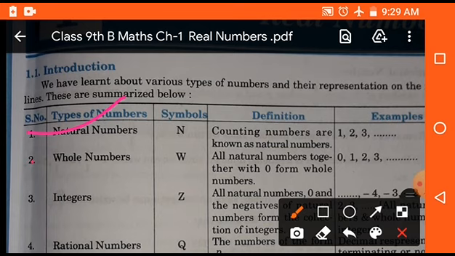And the next number is whole numbers. Whole numbers are represented by W and they start from 0, and all the counting numbers are included in it. The next number is integers. Integers are represented by capital Z. They are positive integers and also negative integers. So, all the numbers with positive and negative signs are considered as integers. The note point here is 0 is neither a positive nor a negative integer.